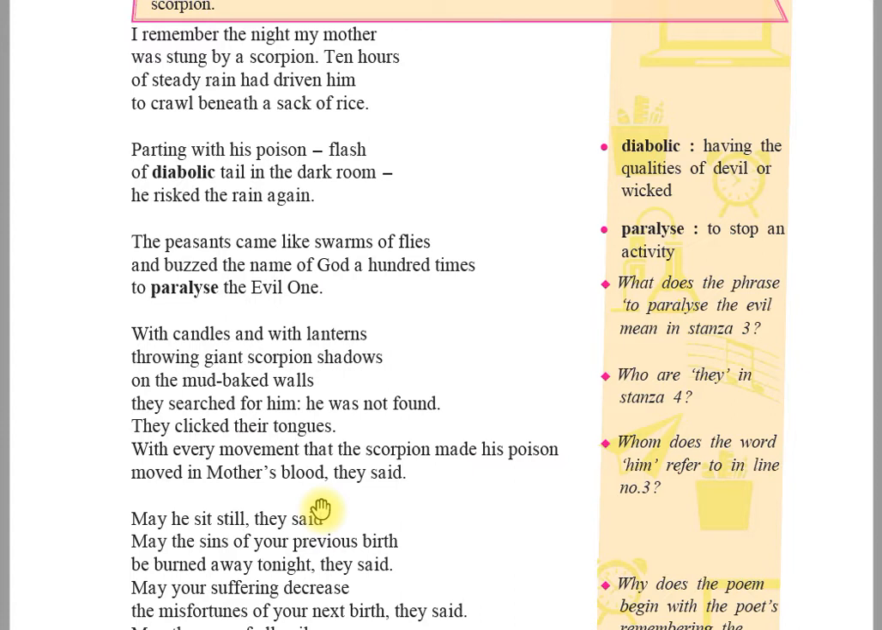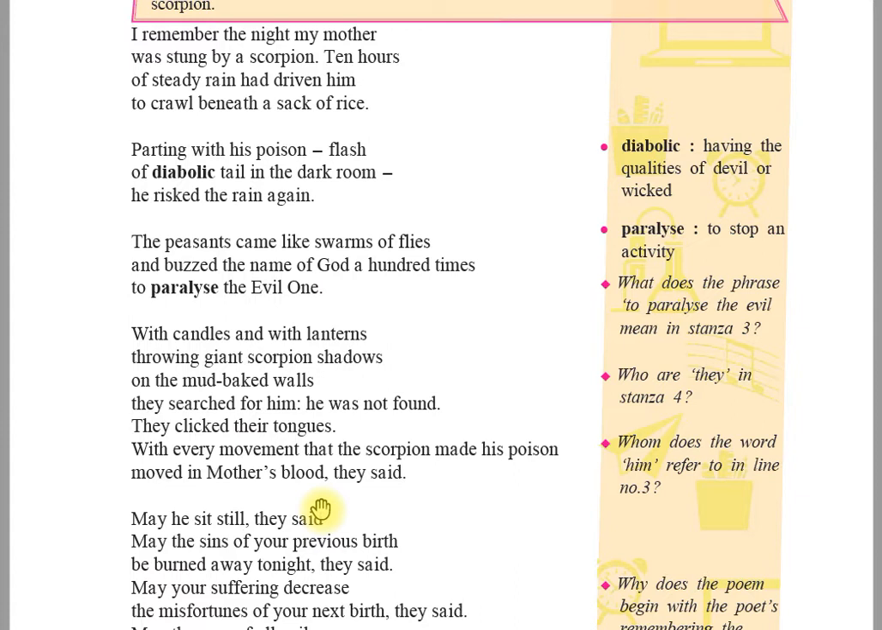Through this description of the shadow, the poet wants to convey the narrator's fear of the situation and create a frightening background. They search for the scorpion to stop it from moving because they believe that the poison moves in the mother's blood when the scorpion moves, but their search was in vain. They hoped and prayed that the scorpion would stay still in one place.